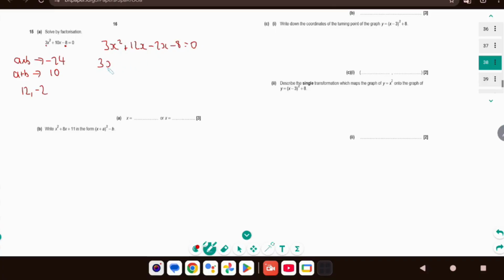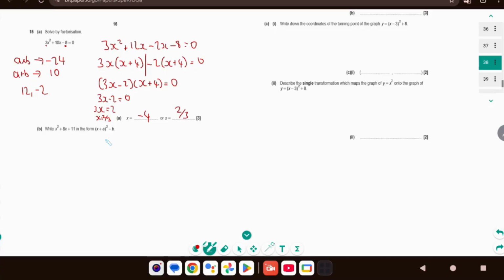I'm going to factorise the left-hand side and the right-hand side, bearing in mind I do want the same thing in all my brackets. So we'll have 3x minus 2, x plus 4 equals 0. x is minus 4, or let's just put that bracket equal to 0, add 2 to both sides, divide both sides by 3.